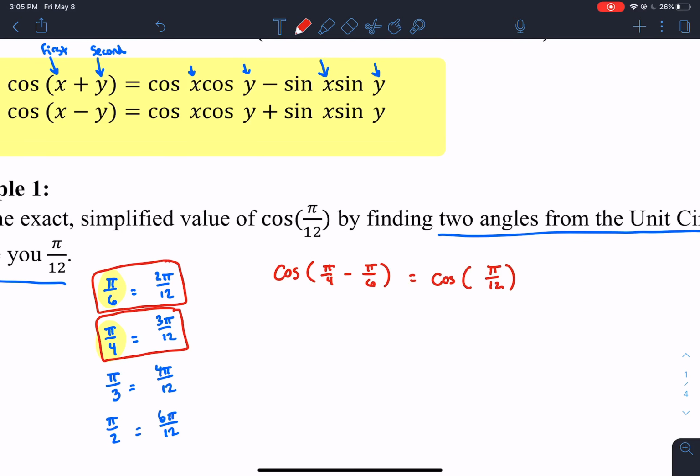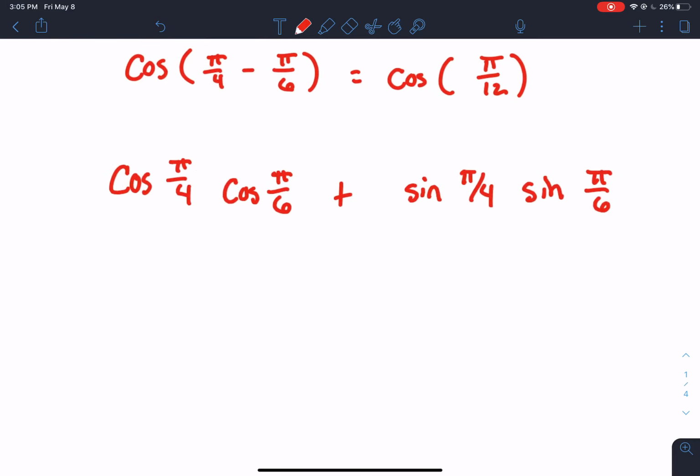Because we're subtracting the two angles, we're going to use the difference formula for cosine. That's the second one here in the list. So this is going to be cosine of the first angle, cosine of the second angle, plus sine of the first angle, sine of the second angle. That's using the identity. You're expanding it out. Now you have things that you can work with.